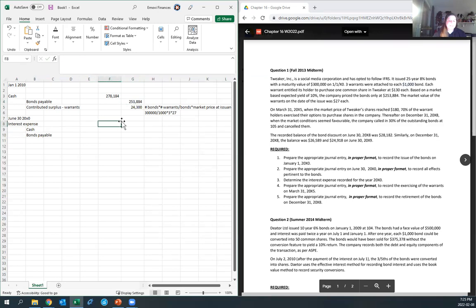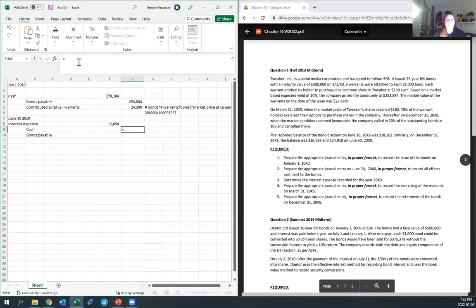So to find my interest expense, if we remember from last week, how we find it is we use our book value from the previous period times the market rate divided by the number of payments per year. So here, my previous book value was the book value from January 1st, 2010. So the 253,000. My market rate is 10% based on the market based expected yield of 10%. And there's 2 payments per year.